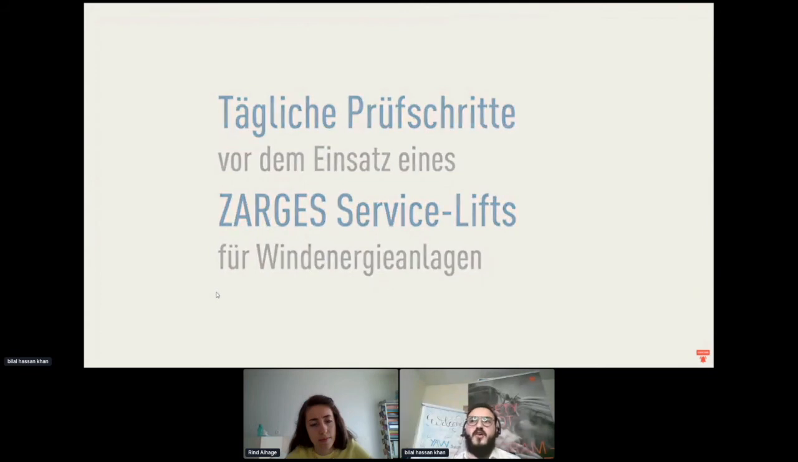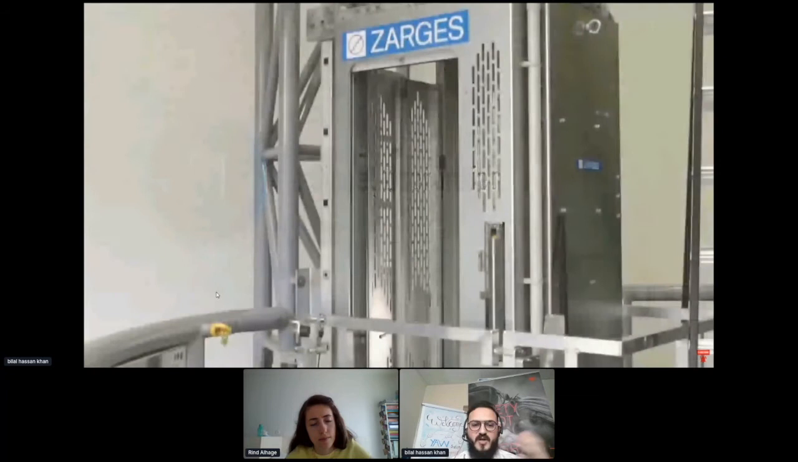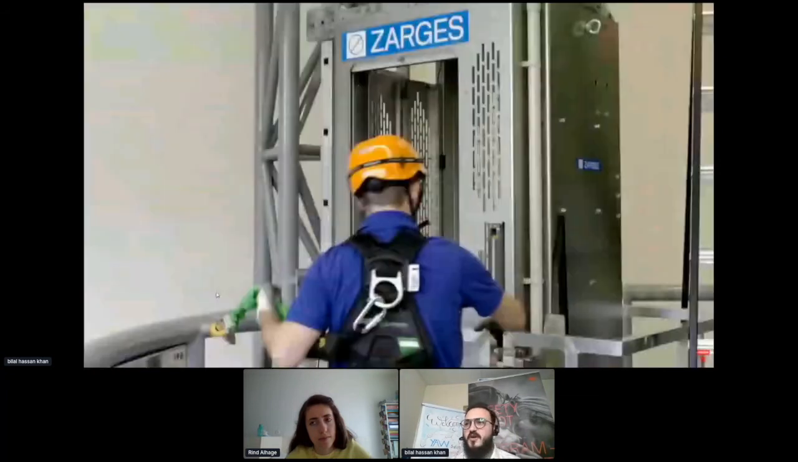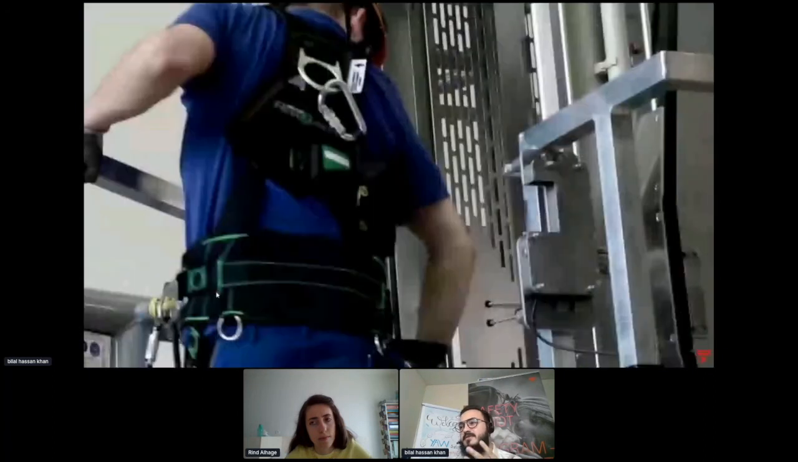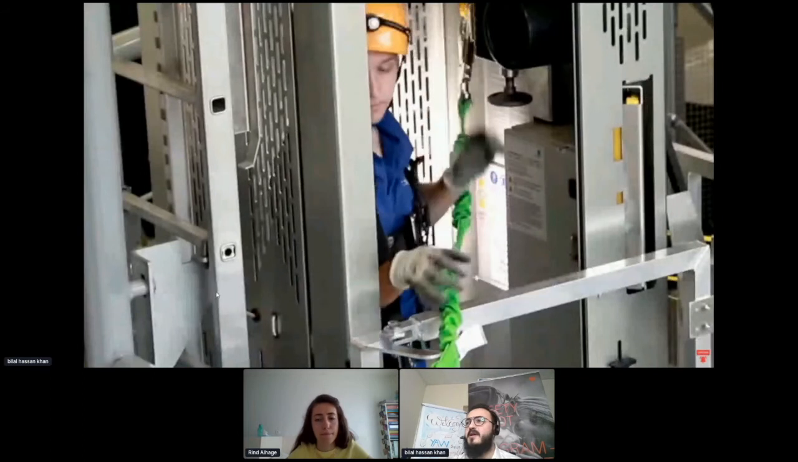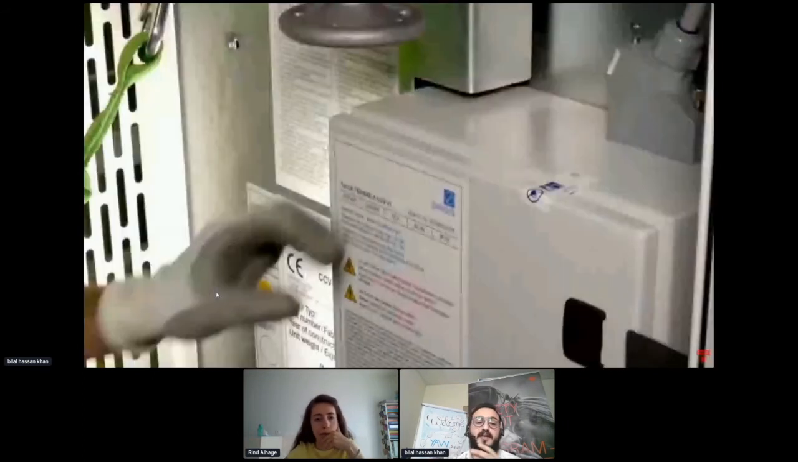We are using different kinds of service lifts in our turbines. It could be from Zorgas, or Hilo. We are using two different manufacturers, but this video belongs to the Zorgas one. So before entering the service lift, you have to use your Hakka and your lanyard, and then you release the lanyard from outside. Then you have to perform some tests before using it.